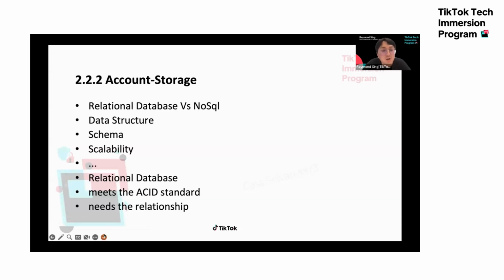A relational database is the first thing we need to choose. The reason is that it meets the ACID standard, and we also need to provide the relational interface to the outside, like SQL, for update, query, delete, insert and so on. These are structured relationship things. So that's why we choose a relational database. Next slide, please.